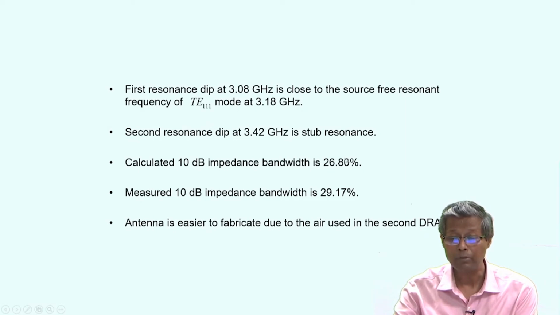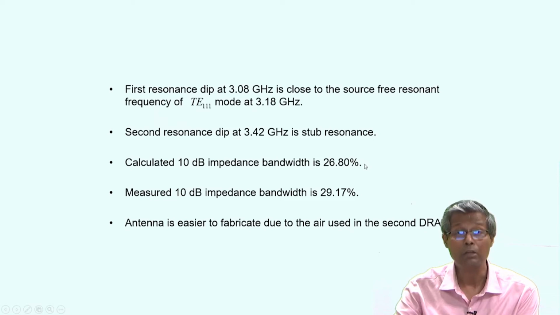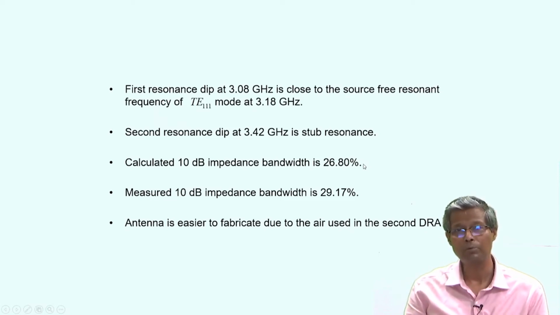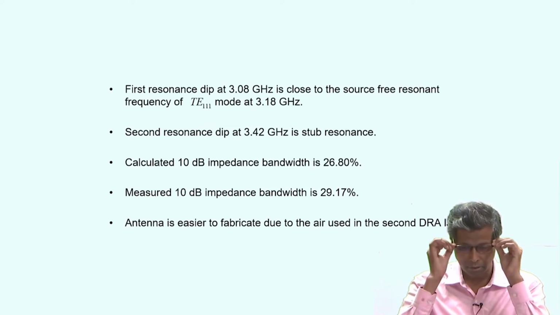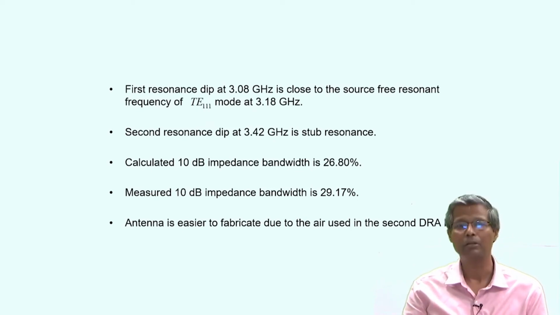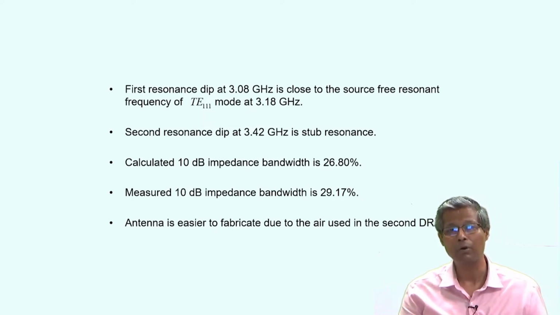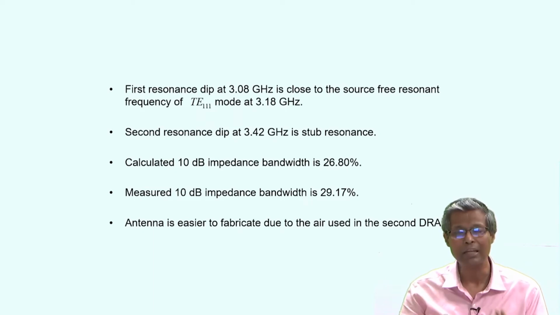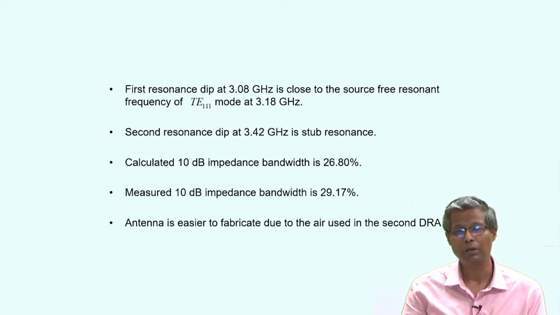Now, the calculated 10 dB bandwidth is 26.8% and the measured 10 dB bandwidth was 29.17%. The calculation was done using the full wave Green's function technique, as we said before, but we are not going to concern ourselves with that. It is intimately dependent, a direct result of the modal concepts which we learned for the waveguide structures. The Green's function technique relies heavily on, or is an expression of, or an extension of, the modal concepts, or the concept behind the theory of the modes.